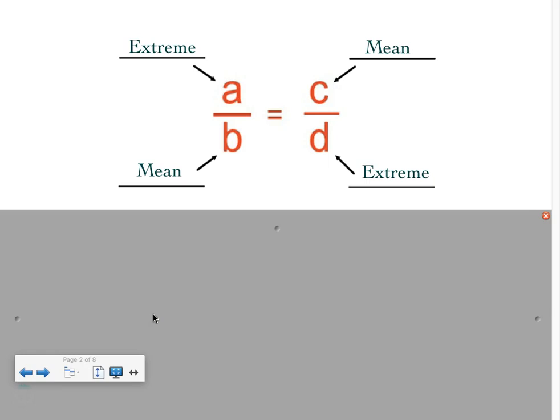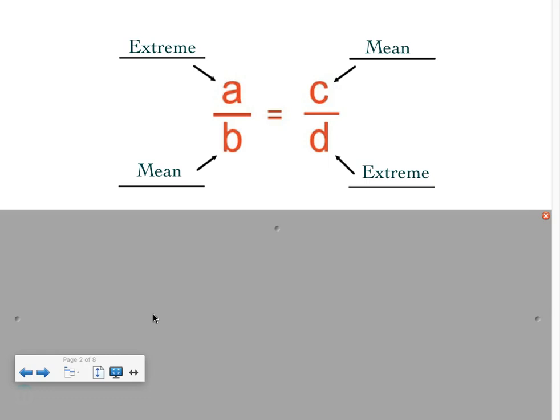So this is a regular proportion, right? We did this all last chapter. A over B equals C over D. That's just our proportion. But now we just have special names for the letters. The numbers in the A and the D positions are called the extremes. And then the B and the C, the numbers in these positions, are called the means.